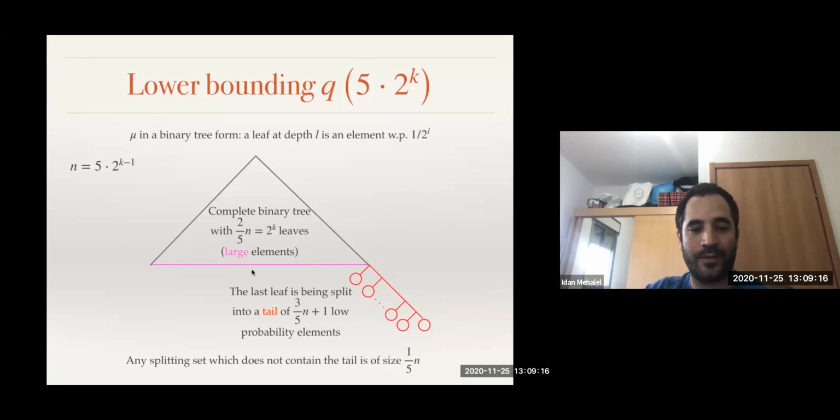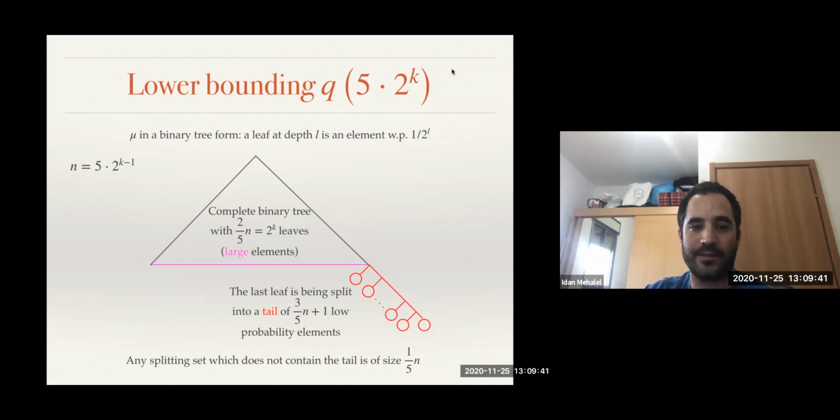If we look at it, we can see that any splitting set which does not contain the tail is exactly of size 1/5 n, right? Because we have 2/5 n large, high probability elements. And if we want a splitting set, we have to take exactly half of the elements because they all have the same probability.